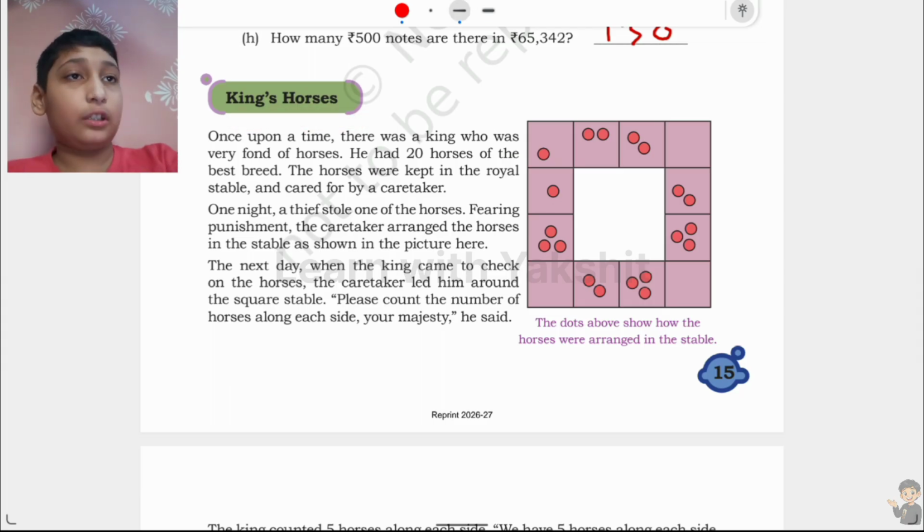The king's horses. Once upon a time, there was a king who had a very fine set of horses. He had 20 horses of the best breed. The horses were kept in a royal stable and cared for by a caretaker. One night, a thief stole one of the horses.